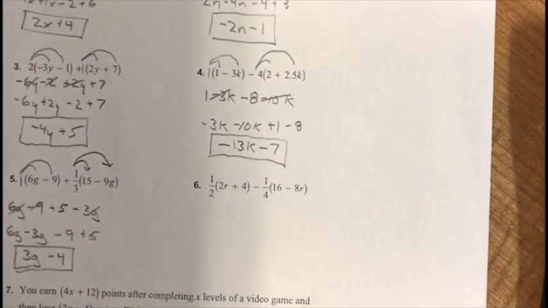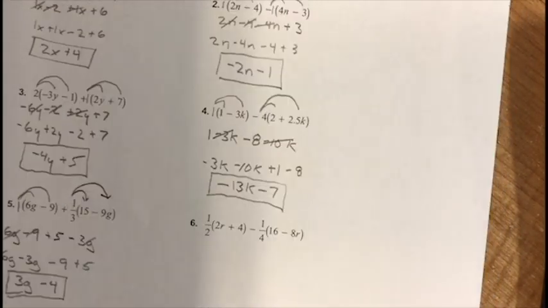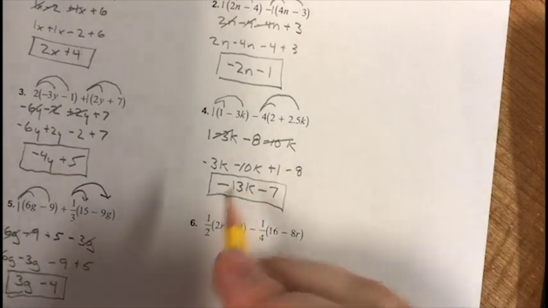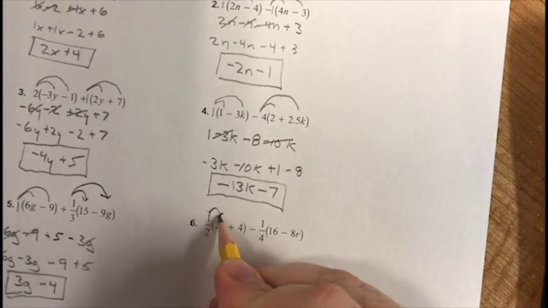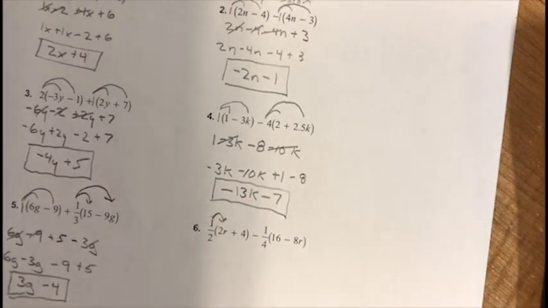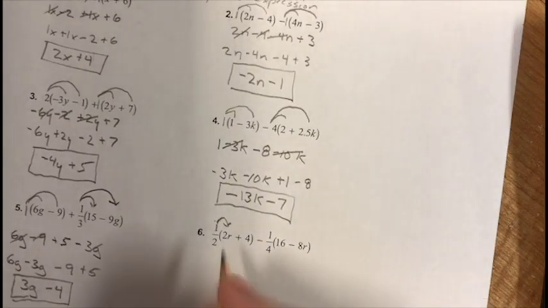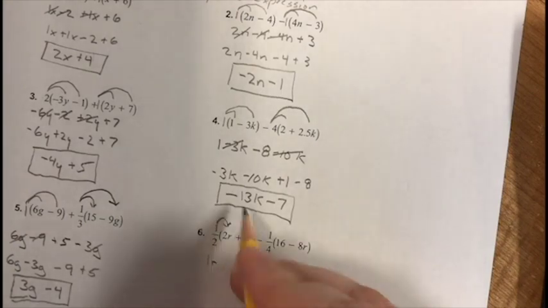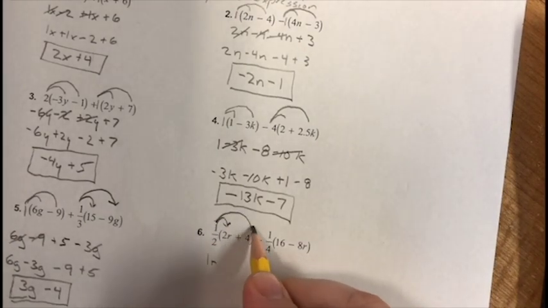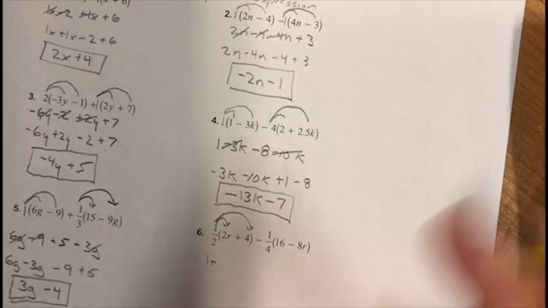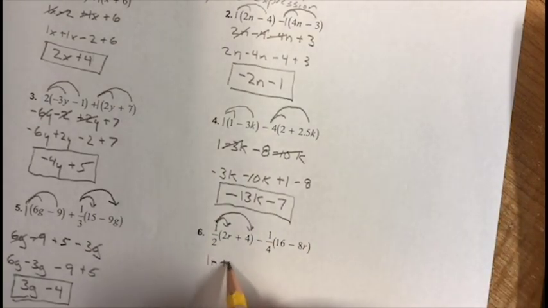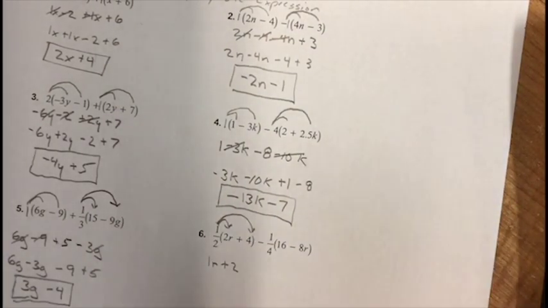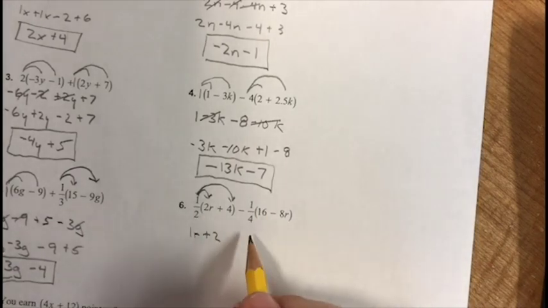Same concept on this one. Hey, there's fractions, no big deal, treat it like normal. Use distributive property. 1/2 times 2r. Well, this one you should know. What's half of 2? Half of 2 is 1. So 1/2 times 2r is 1r. Now do 1/2 times a positive 4. Well, what's 1/2 of 4? That's a positive 2. Don't believe me? Use your calculator.